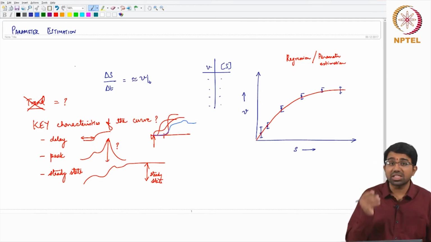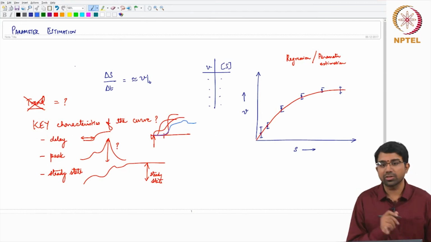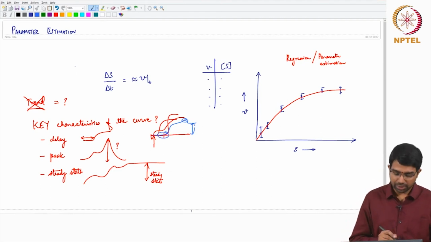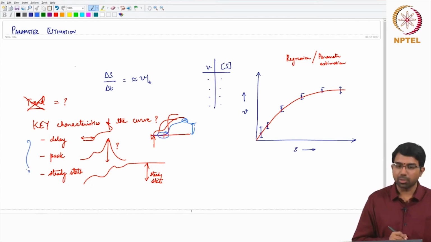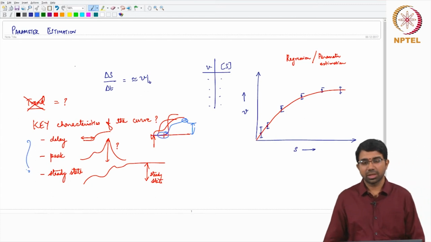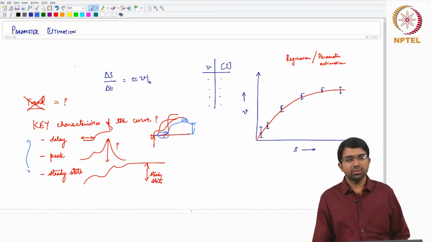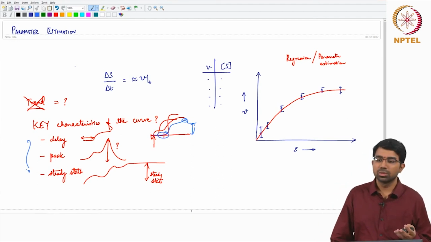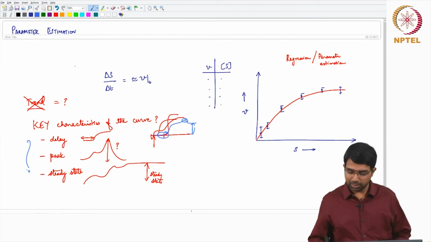You may want to subjectively attach much more importance to one of the features. It could be the steady state, it could be the peak, it could be the delay, right. What is more important? This is very subjective. This means that you need a very intelligent way to estimate parameters, and this is something people normally do not do. So, I will tell you what people normally do.